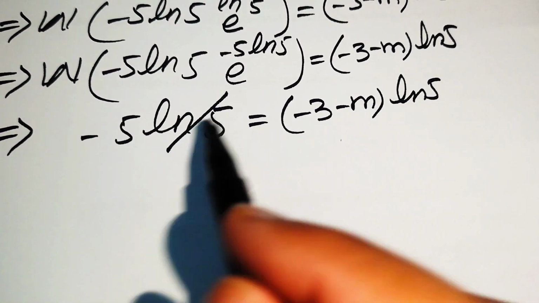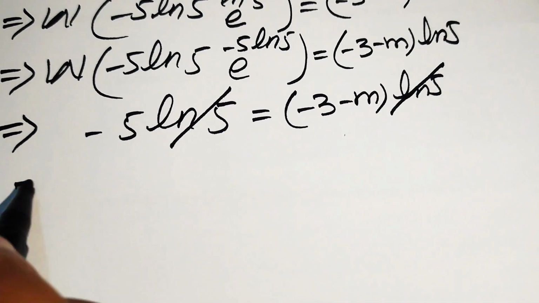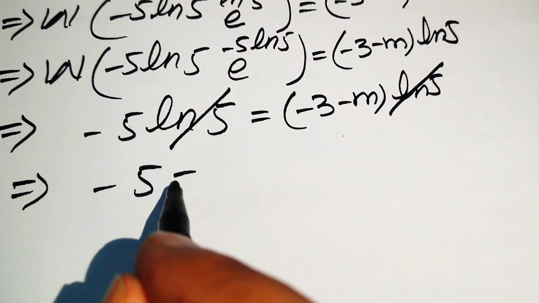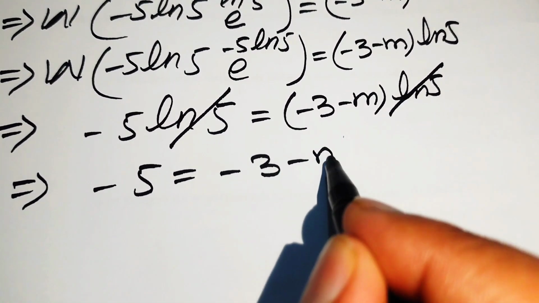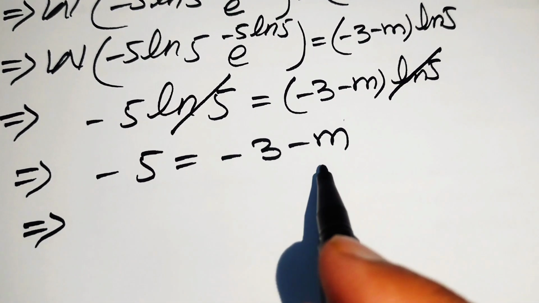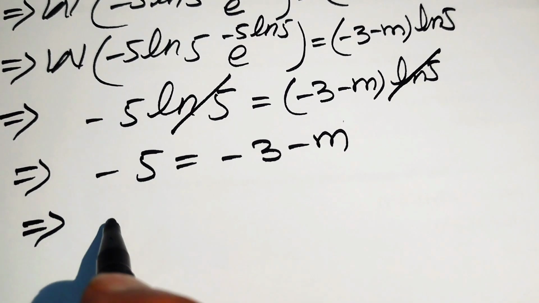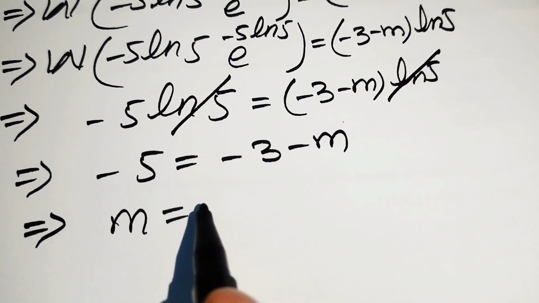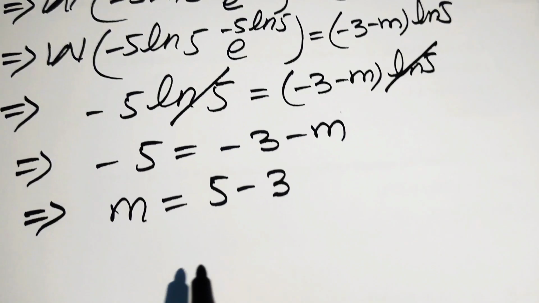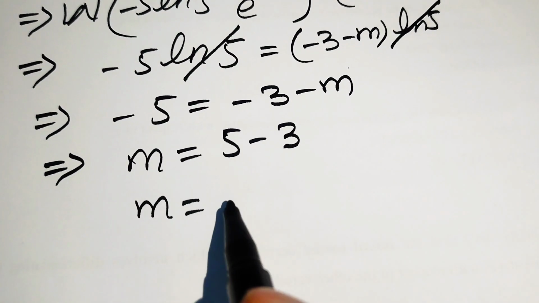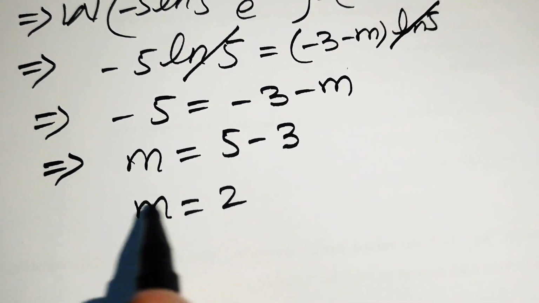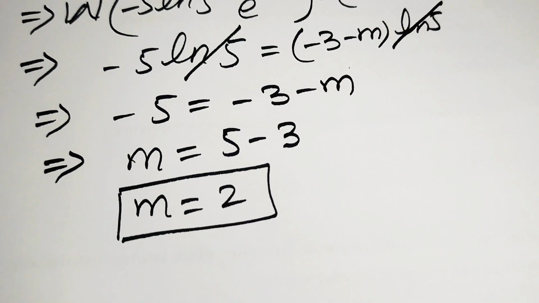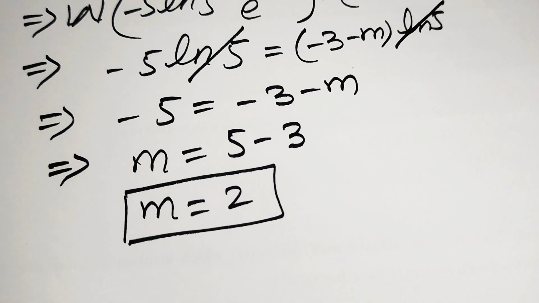So this log 5 cancels out with this log 5, and we have minus 5 equals minus 3 minus m. Now we move minus m to the left-hand side and minus 5 to the right-hand side, and we get m equals 5 minus 3, and finally we have the value of m equal to 2. So this is the final answer to this question.